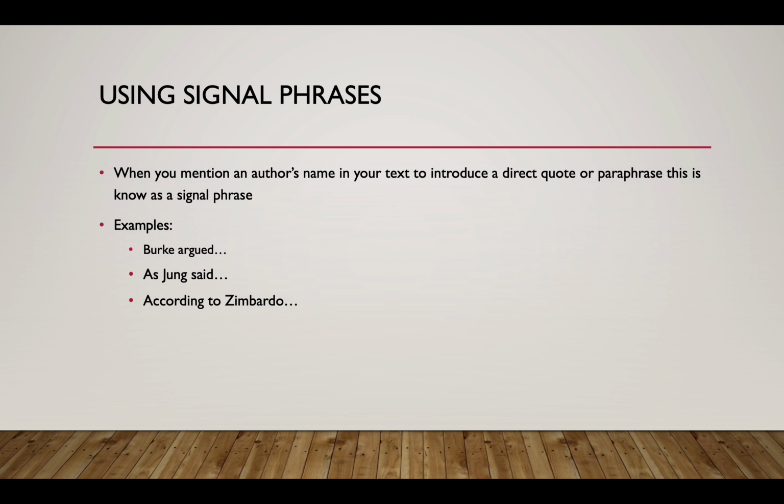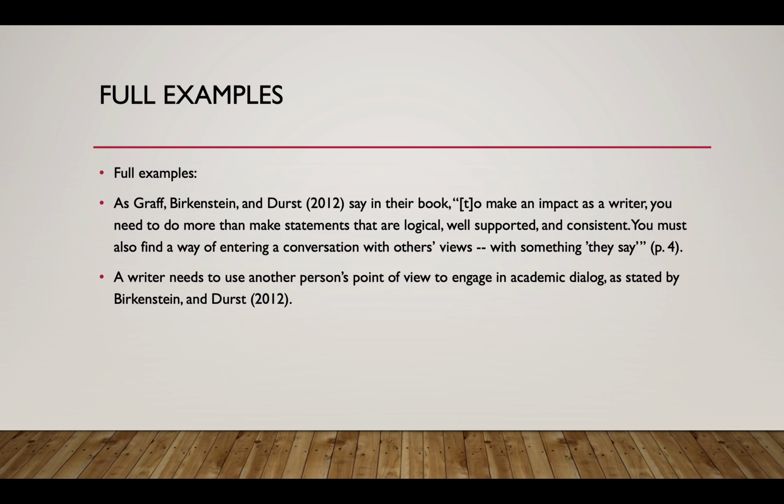This is one of those things that really helps you become a moderately good writer, where you move from novice to moderate: using signal phrases. When you use signal phrases, there's some rules that you need to follow. For example, this here is a signal phrase with a direct quote. I have, as these researchers say in their book, comma, and then I give my quote.